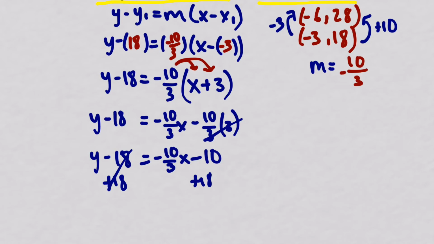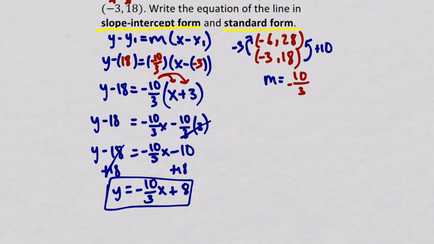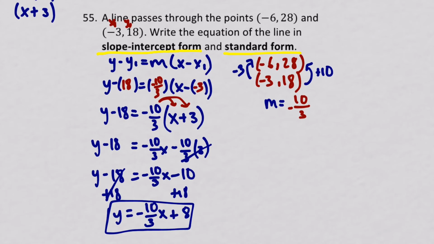And when you do that, you'll end up with y equals negative 10 over 3x. Negative 10 plus 18 will be plus 8. Done. That is slope-intercept form. Now, it's also asking me for standard form.